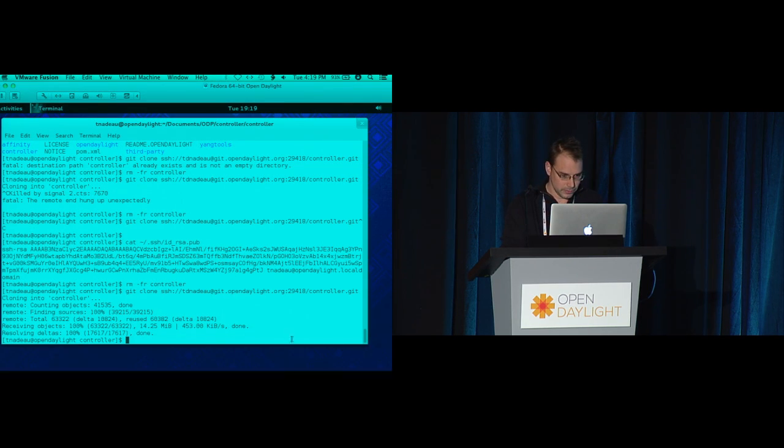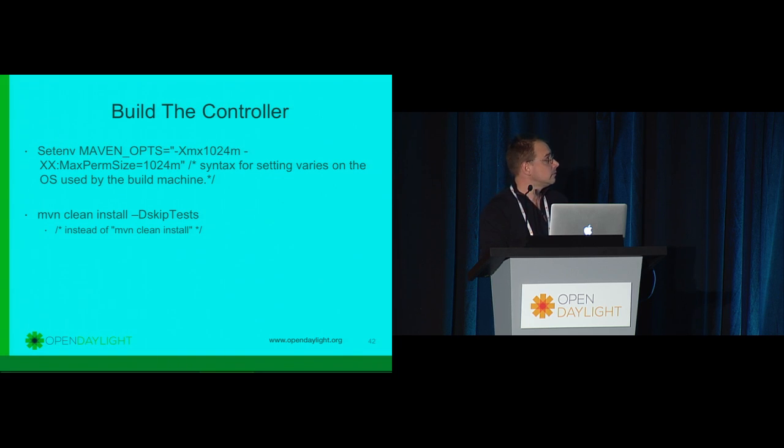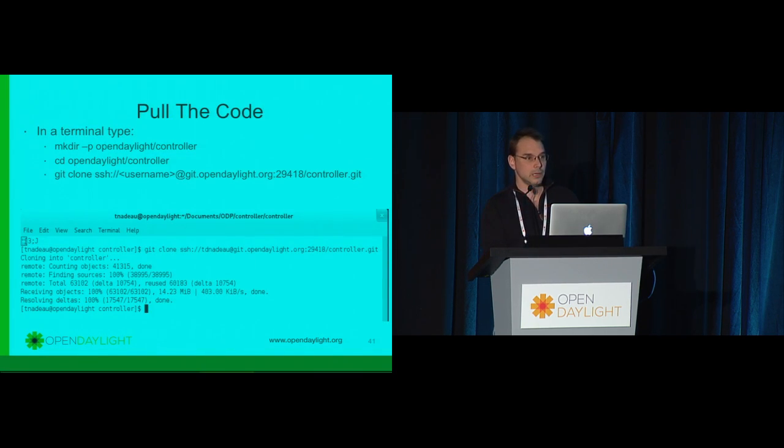So back to here. Okay, we've pulled the code now. What you need to do now to build, oh sorry, I didn't see you. You have a question? You have to make the directory for OpenDaylight in the controller. Go into the directory and then git clone.